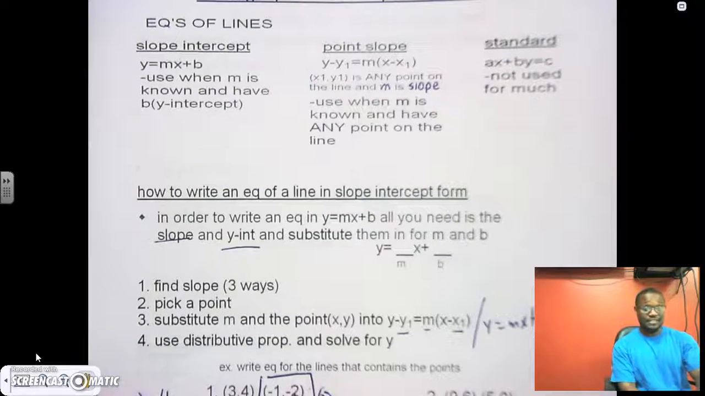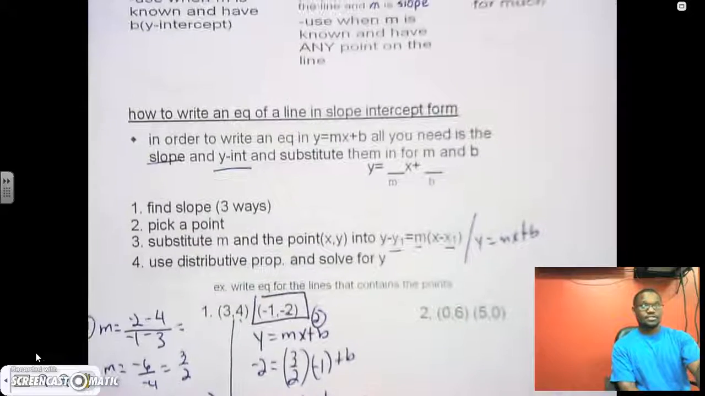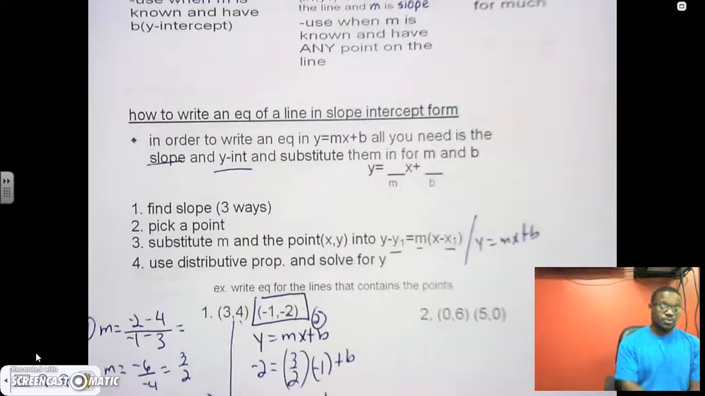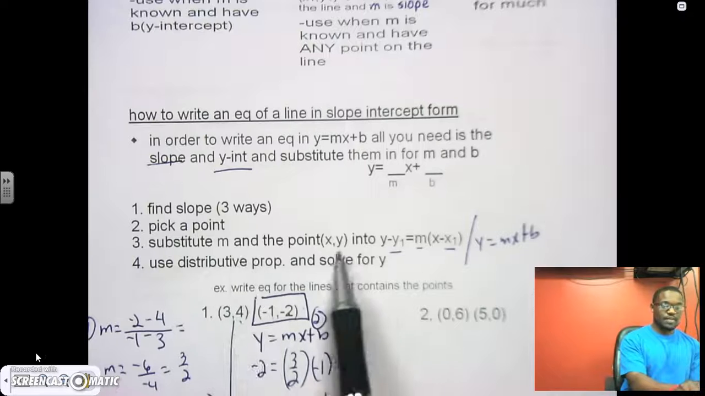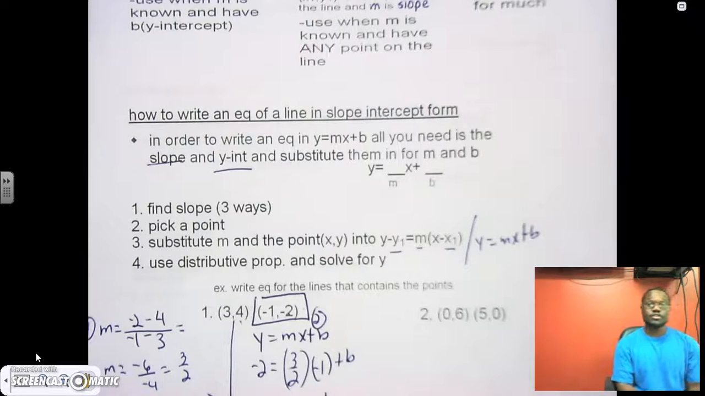Now, if you're not given that information, what you want to do is follow this pattern here. It says you're going to find the slope in three ways. You know how to find the slope, either from an equation, a graph, or two points, depending on whatever is given to you. Out of those two points, or if you're just given one point, you pick that point. Step number 3 says you substitute the slope and that point into this equation that we just talked about, and those things that are underlined are the only ones that get substituted for. And I put a slash here because I'm going to use slope-intercept form as well.